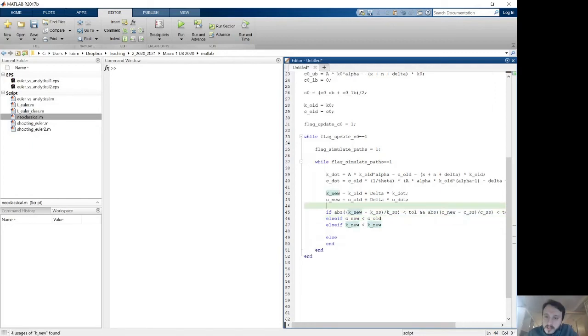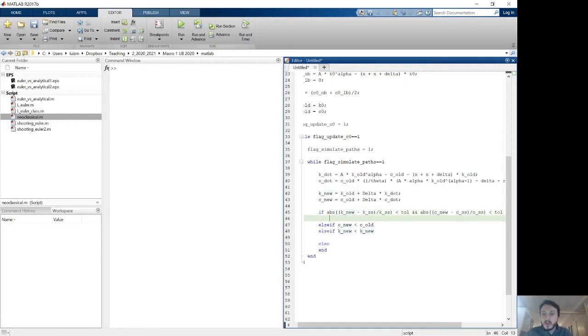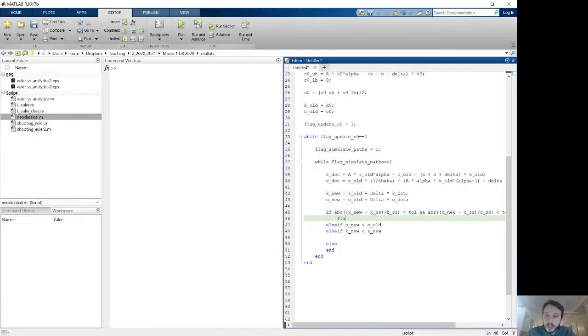Okay. I did a small change here. I moved the if conditions, and first we will check if the new value of capital is close to the steady state and the new value of consumption is close to the steady state. Okay, so if this happens, we want MATLAB to stop simulating the paths. We also want MATLAB to stop updating the initial value of consumption, because we already found a good approximation to the initial consumption.